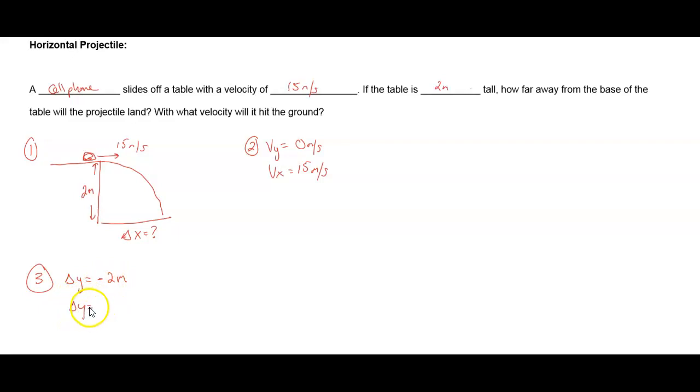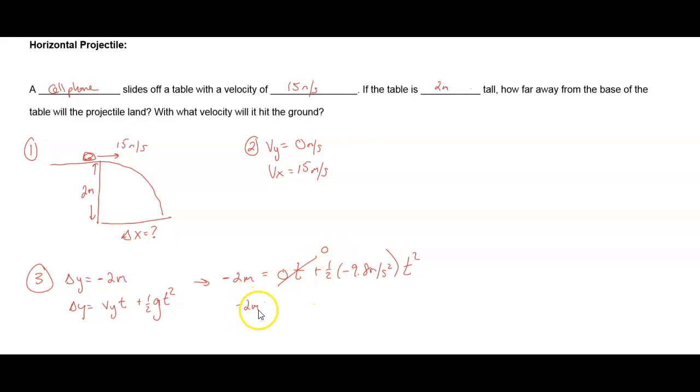Remember that delta y is equal to Vy times t plus 1/2 a t squared. In the vertical direction, we're still under free fall here, so acceleration is going to be the acceleration due to gravity. The cell phone is going to be dropping 2 meters, so negative 2 for delta y is equal to the initial velocity in the y direction, which is 0, times time, plus 1/2 times negative 9.8 meters per second squared, t squared. 0 times any time is 0, so this whole term will be 0.